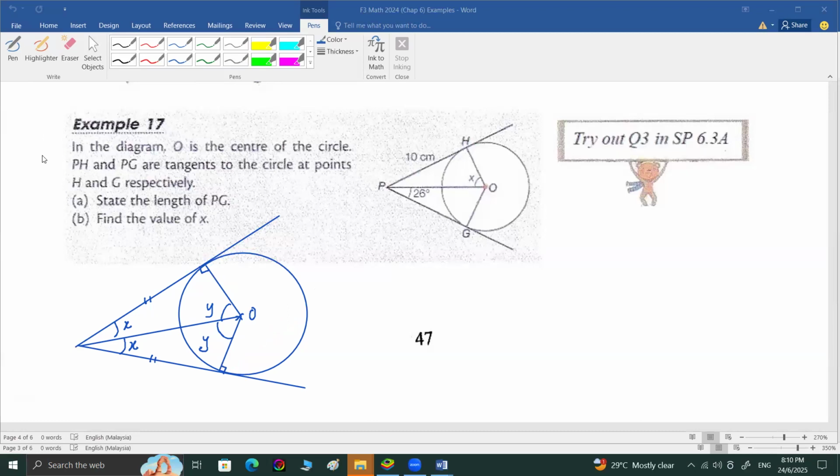So now, back to my questions, class. You're asked to state the length of PG. So simple, right? What is PG? Yeah, 10 cm. And find the value of X. You know that this is 90, right? Okay, what about here? 90 minus 26, what did you get? 64. So what is X? Yeah, 64. So X is 64. Okay, got it? Right now, try question 3 now. Have a try at question 3, class.